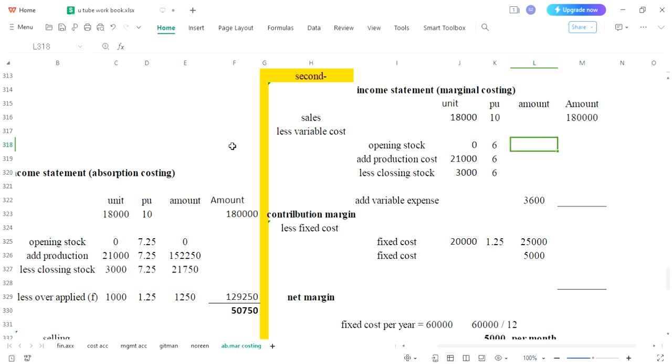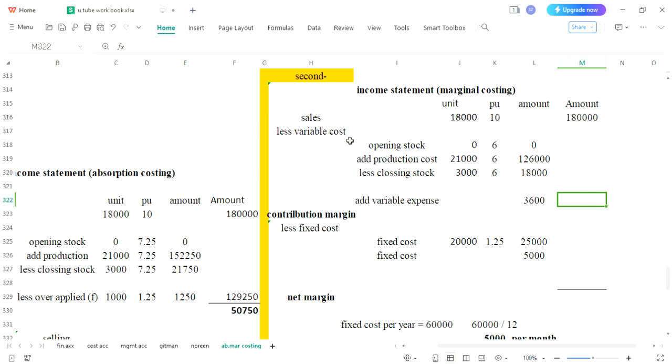Now we will calculate cost of opening stock. Since zero units are present in opening stock, it would be 0. Production cost: units 21,000 would be multiplied by per unit 6. This is your production cost. Now we will calculate closing stock: 3,000 multiplied by per unit 6. So the amount of closing stock has arrived. Every element present in variable cost has been completed.